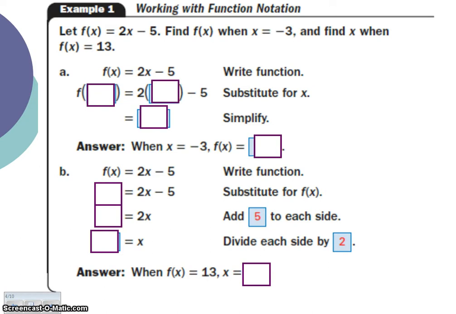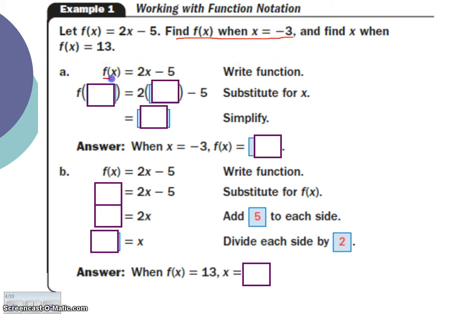Example 1. Let f of x equal 2x minus 5. You can see that they put in f of x, that's how you read f parentheses x, instead of y. This is just meaning it's function notation. It's a function. Find f of x when x equals negative 3. Let's start with just the first part, when x equals negative 3.